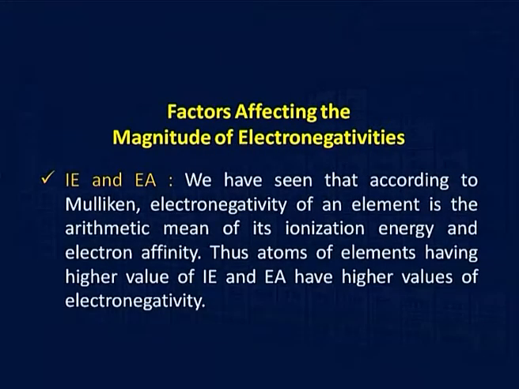Then the next important factor on which electronegativity depends is ionization energy and electron affinity. We have just seen in the previous lectures that the value of electronegativity according to Mulliken is an arithmetic mean of ionization energy and electron affinity. It means those atoms which have a high value of ionization energy and a high value of electron affinity will naturally have a high value of electronegativity. Ionization energy is the amount of energy required to remove an electron, whereas electron affinity is the amount of energy released when an electron is added.